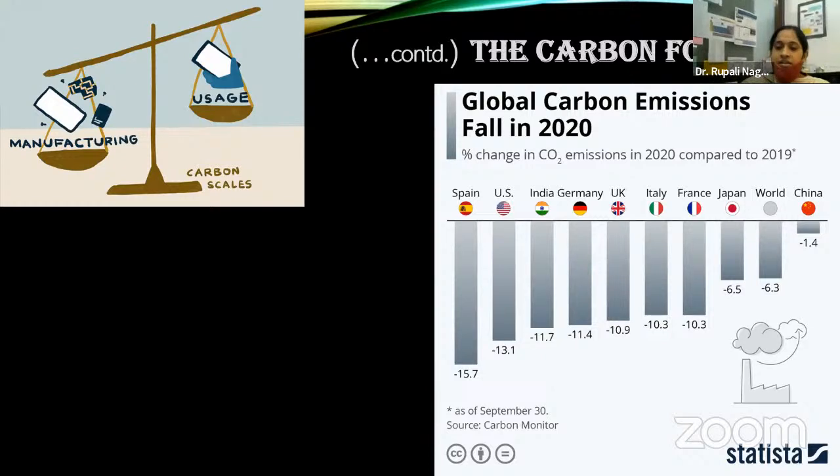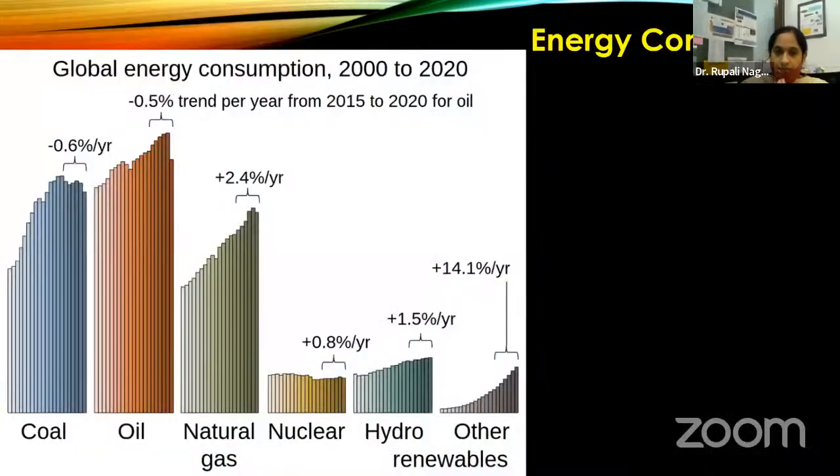And this is a direct indicator of how human activities are actually interfering with the ecological systems of the earth. And remember the first slide, the planetary boundaries. So it means that nature will self-heal itself, but our activities have to be kept under check.